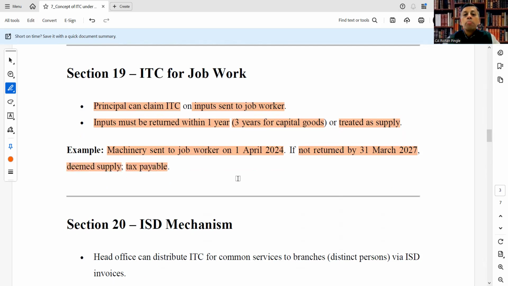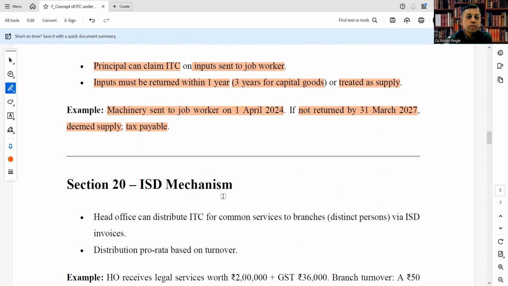Okay, it means if you do not fulfill this condition of returning the inputs within 1 year, or 3 years in case of capital goods, then at that time this would be treated as your supply and you will be required to pay tax on that day. So the example is machinery sent to job worker on 1st April 2024. If not returned by 31st March 2027, then it will be treated as deemed supply and tax will be paid.